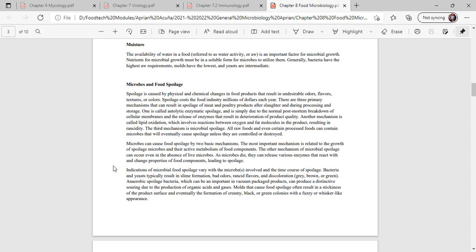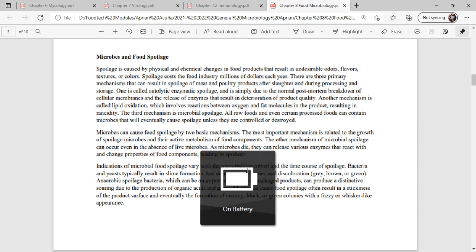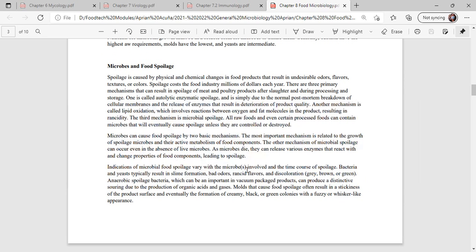The indication of microbial food spoilage varies with the microbes or types of microorganism involved and the time course of spoilage. Bacteria and yeast typically result in slime formation and also bad or rancid flavors and discoloration such as gray, brown, or green. Some spoilage bacteria can be important on vacuum packaged products and can produce distinctive souring due to production of organic acids and gases.